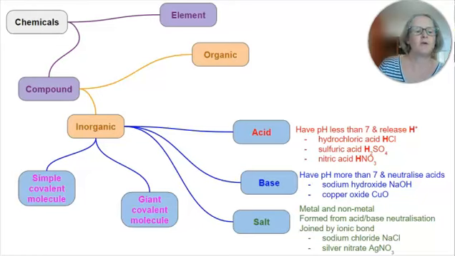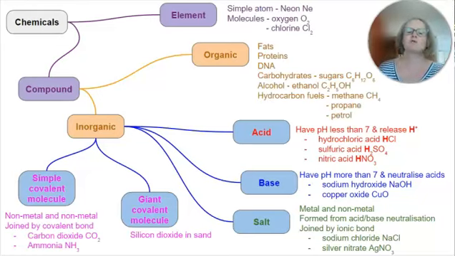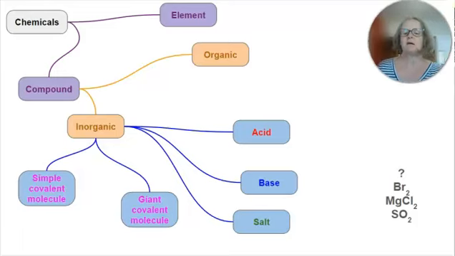So when we're looking at categorizing chemicals, you can see all the different ways with some examples here. And let's give it a go with something that might not already be on this list. So I've given you three unknowns here: Br2, MgCl2, and SO2. So that's bromine, magnesium chloride, and sulfur dioxide. So pause and see where you would place them. What type of chemical are they?